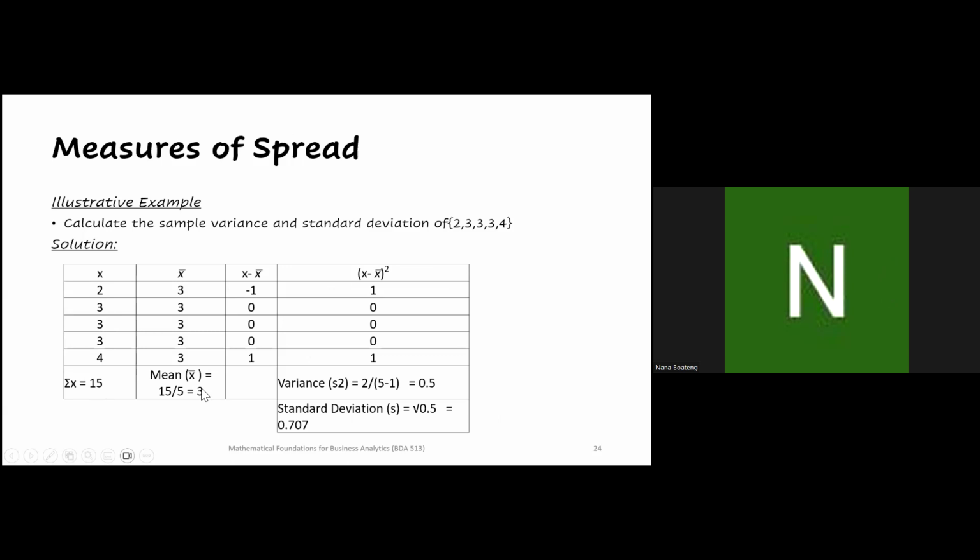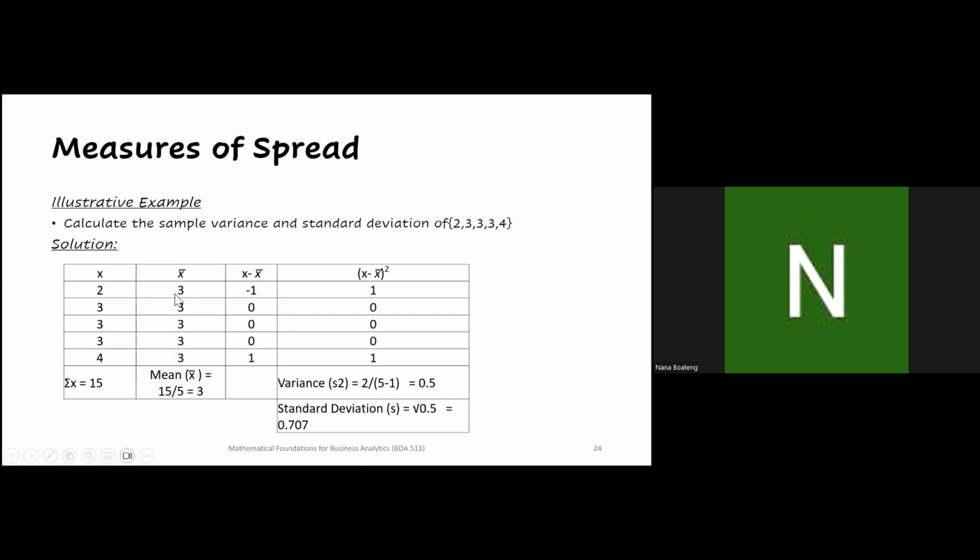Okay. So what we want to do is to calculate the summation of the squared differences between the data points and the mean. Now we have calculated the mean to be 3, and the data points we have are 2, 3, 3, 3, 4. All right. So the difference between the first data point and the mean is X minus X bar, that is, 2 minus 3.